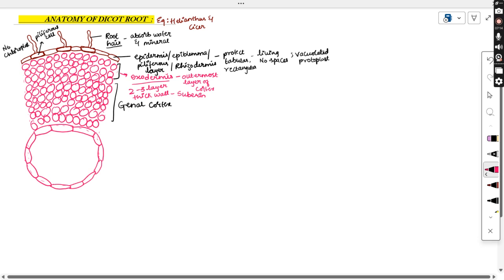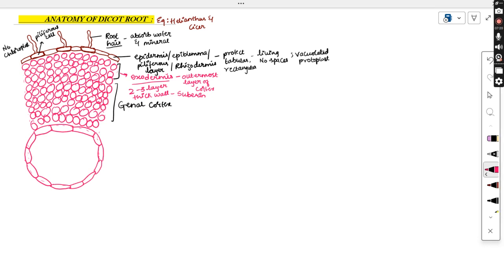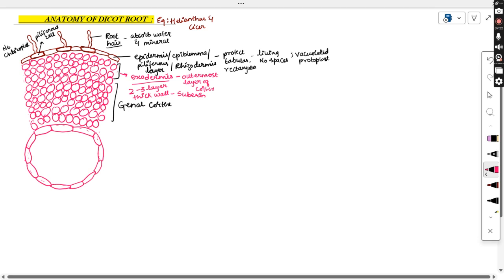the suberin, and suberin is not present in the cells which are near the root hair region. Suppose, let us say, wherever the root hair is there, this region here. So this region of cells is not suberized. There is no suberin present wherever the root hair is present. The remaining cells all contain suberin in their cell wall.